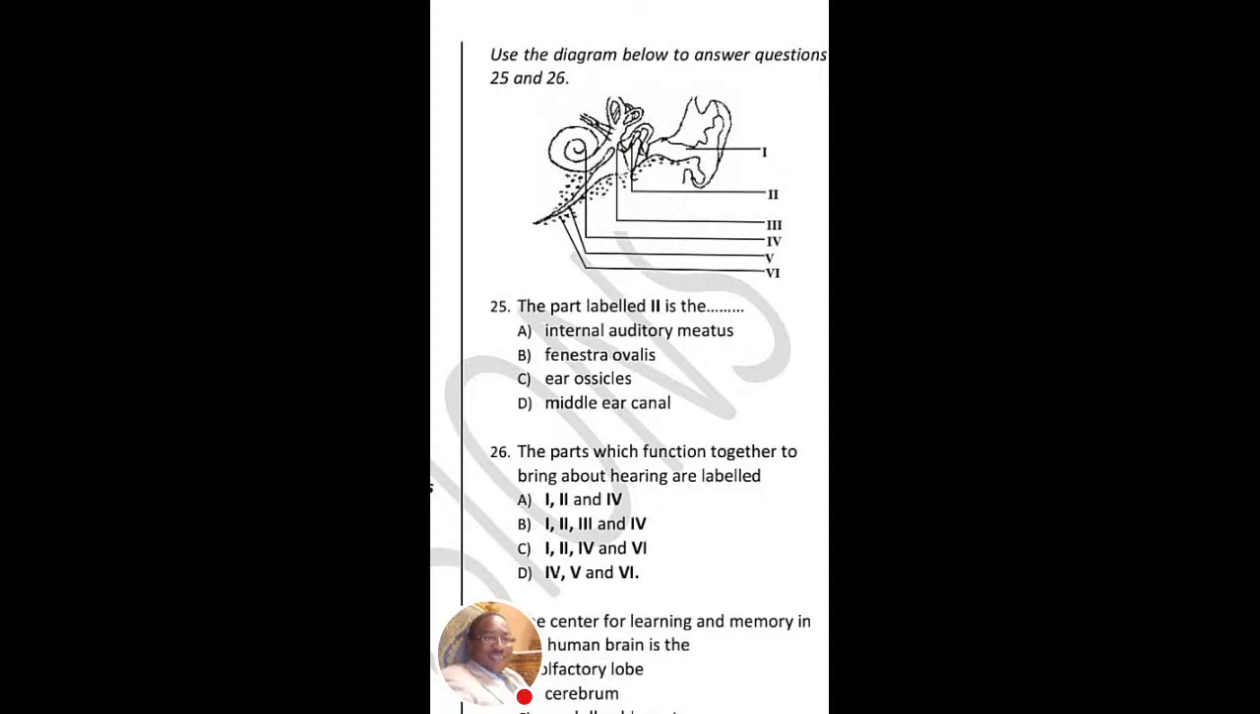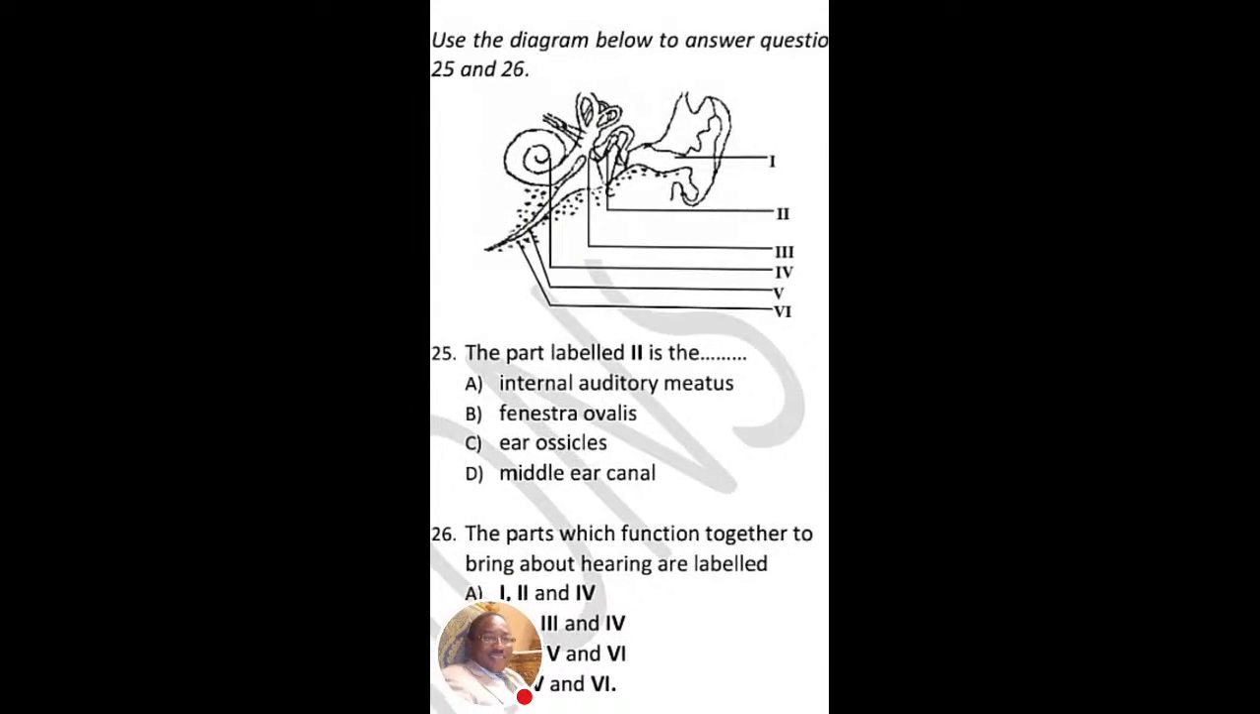Okay? It can't be A, can't be B, can't be D. Now let's look at number 26. The parts which function together to bring about hearing are labeled. If you want to hear, it means that sound will pass through number 1. Let's look at the diagram. To hear, sound wave will pass through number 1, then it will strike number 2, the ossicle, then it will pass number 3, the oval window, then it will hit number 4, the cochlea. Let's look at 1, 2, 3, 4.